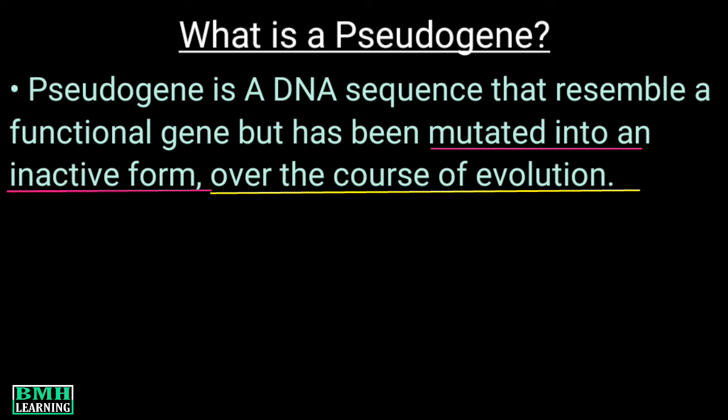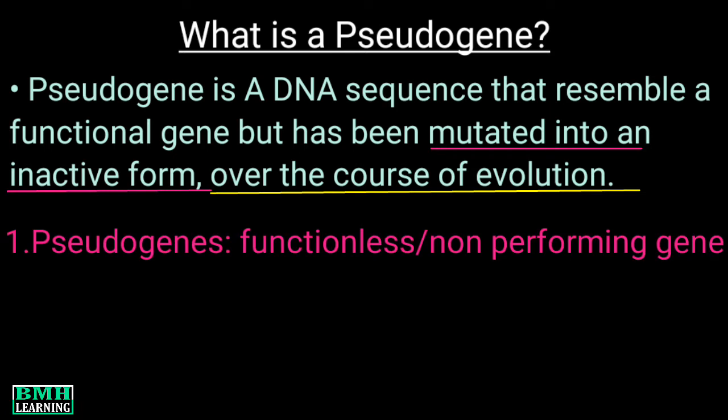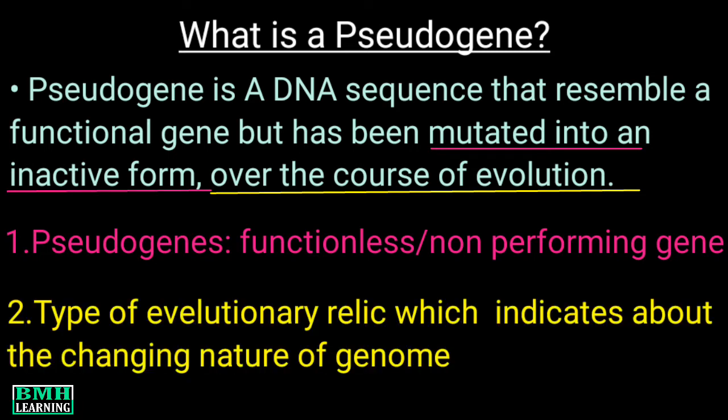First, a functional gene is mutated into an inactive form. That means pseudogenes are functionless or non-performing genes. We will reconsider this point again later in the lecture. The second point says it becomes non-functional during the course of evolution. So it's a type of evolutionary relic which indicates the changing nature of the genome.